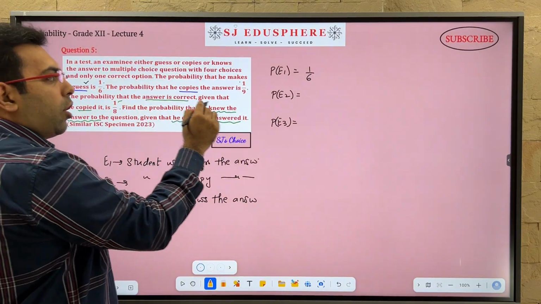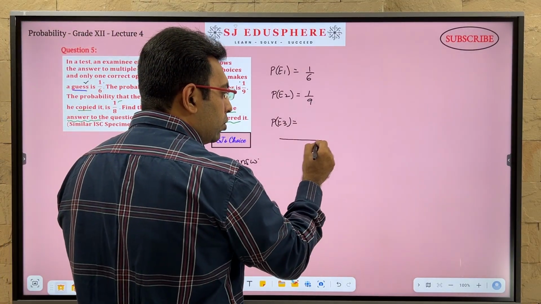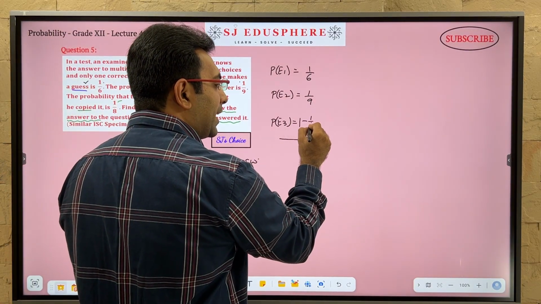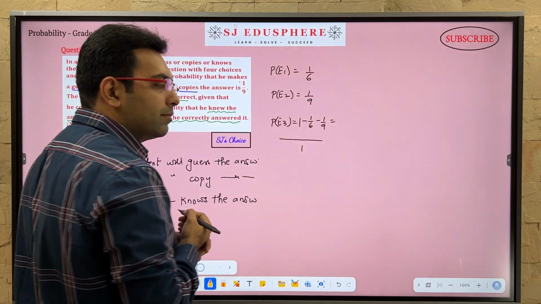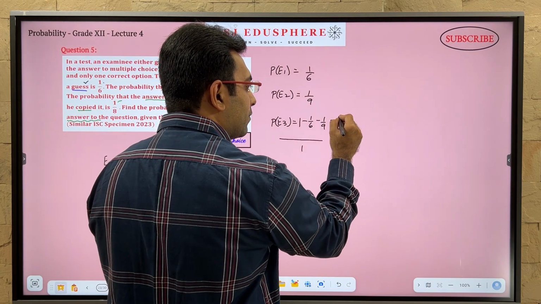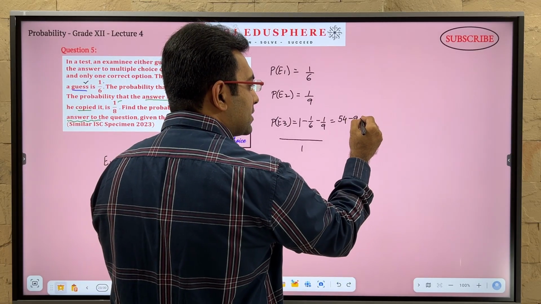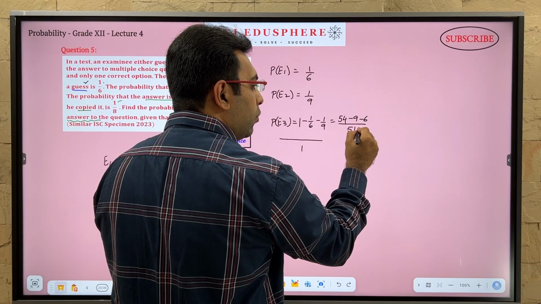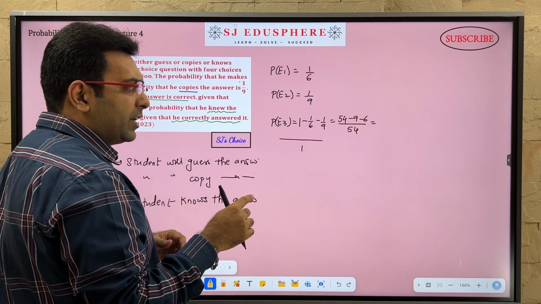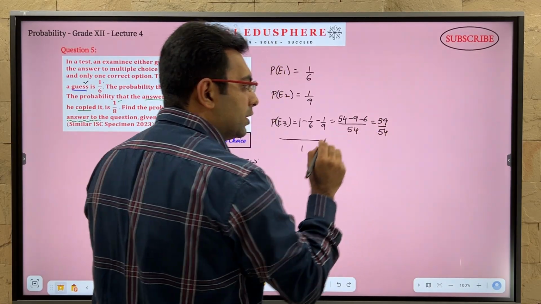The probability that he copies is 1 by 9. I do not know this value. But do I know total probability is 1? So hence will this answer be 1 minus 1 by 6 minus 1 by 9? LCM of 6 and 9 is 54. So will this be 54 minus 9 minus 6 upon 54, and hence this value over here comes to be 54 minus 15, which is 39 by 54. This is your value here.